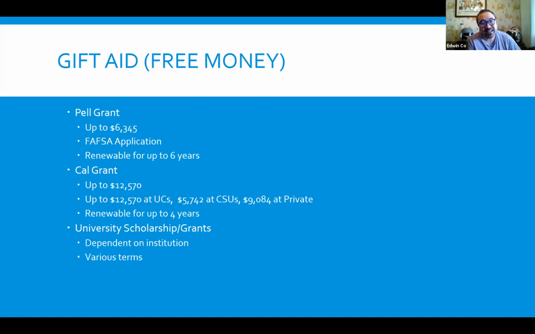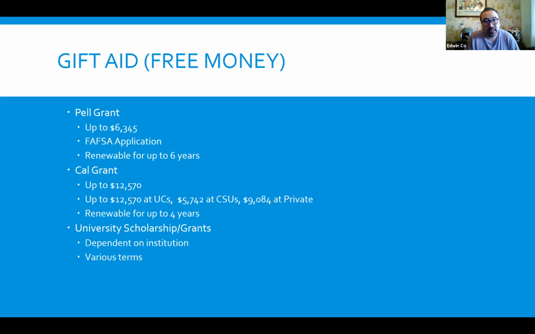Right. Cal Grants, it's up to $12,570 at a UC, $5,742 at a Cal State, and $9,084 at a private accredited institution. Right. These are renewable for up to 4 years. There is a GPA requirement for this. If you have a 3.0, then you can qualify for the Cal Grant A or C. And then if you have a 2.0 to a 2.99, I think you get access to Cal Grant B, which is a smaller amount.